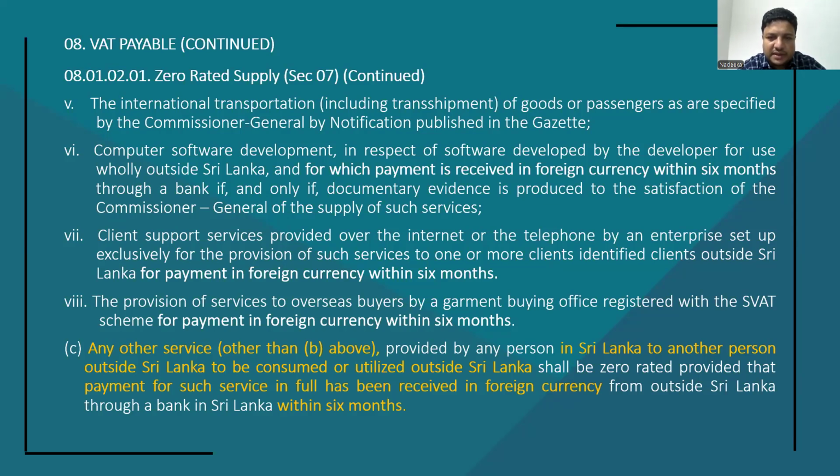So in addition to these services, under C we have some conditions that need to be satisfied to get this 0%. Any other service other than B above, right? Any other service provided by any person in Sri Lanka. So the service should be provided in Sri Lanka to another person outside Sri Lanka. The recipient of the service should be a person outside Sri Lanka. To be consumed or utilized outside Sri Lanka, the service that we provide should be utilized outside Sri Lanka, shall be 0 rated, provided that payment for such service in full has been received in foreign currency from outside Sri Lanka through a bank in Sri Lanka within 6 months. So there are 3-4 conditions that you need to satisfy to get 0%.